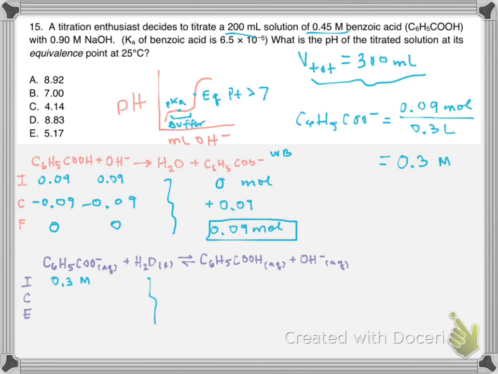I'm going to disregard water. And we don't have any of these to begin; we used them all up from earlier. And then we're just going to do our old ICE table stuff. Minus x, 0.3 minus x, plus x, x, plus x, x.